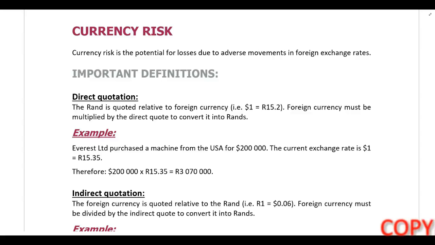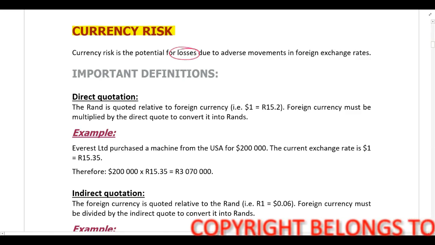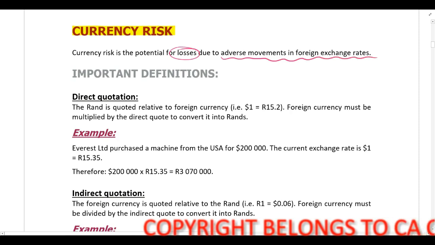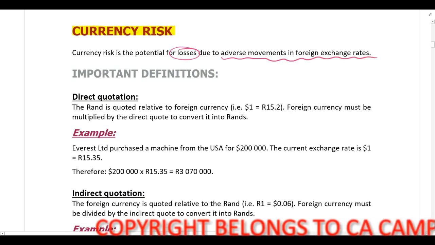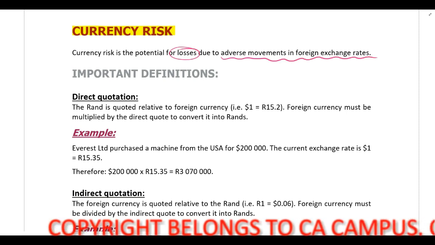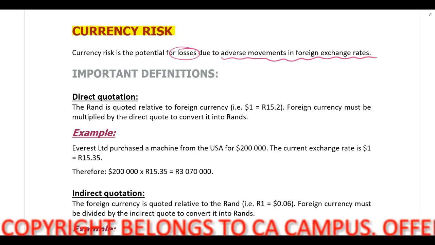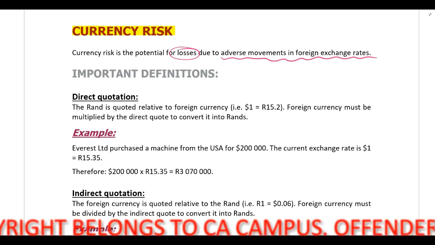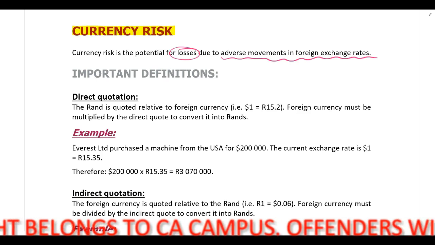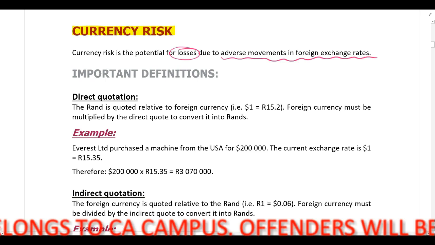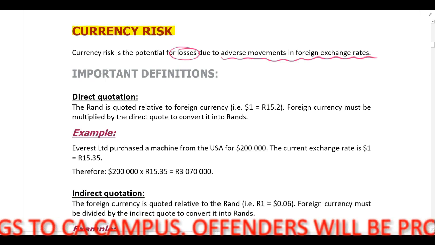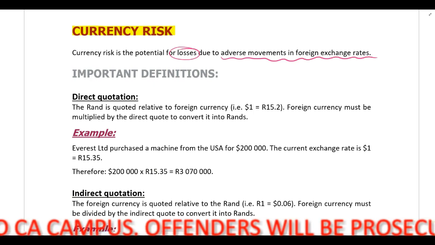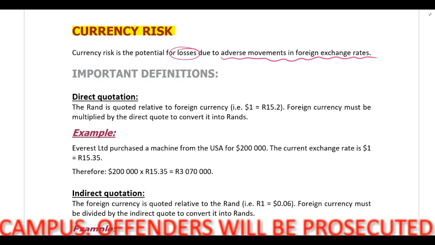In this lecture, we're going to be looking at currency and interest rate risk. So first, let's start with currency risk. Now guys, currency risk is the potential for losses due to adverse movements in foreign exchange rates. Obviously, not every company will be exposed to foreign currency risk, only companies that import and export. So if you import and buy things in foreign currency, or if you export and sell in foreign currency, there's a risk that exchange rates might move in a certain direction, which could create losses for the company.